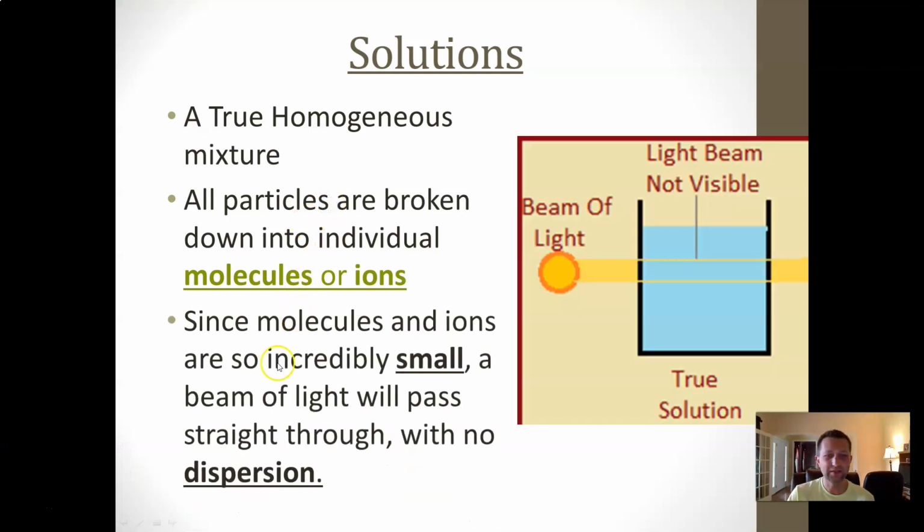Since the molecules and ions that the substance breaks apart into are so small, a beam of light will pass straight through it with no dispersion. So here's a beam of light, like a laser pointer if I was in class. I would shine it at a true solution of sugar water or salt water, and the beam would pass right through. You wouldn't see the beam within the solution at all. Okay, the light beam is not visible. I have an example of when it is a little bit later.